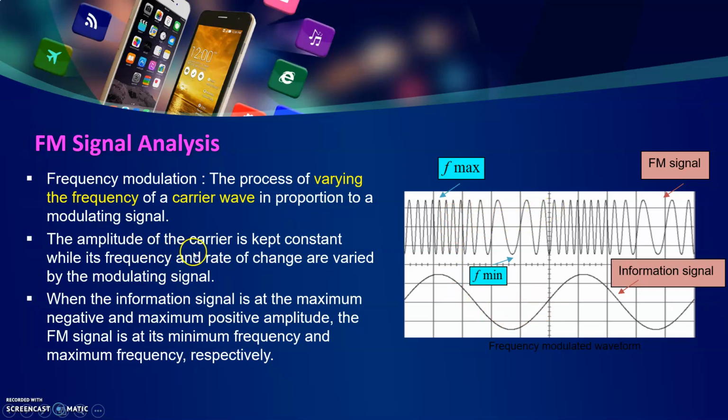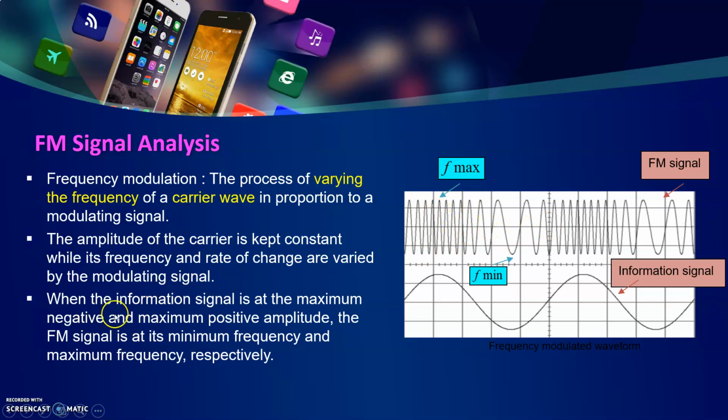The amplitude of the carrier is kept constant while its frequency and rate of change are varied by the modulating signal. As you can see here, the amplitude is constant, but the frequency is changing according to the information signal. Before this, in the AM signal, the amplitude is varied but the frequency of the carrier is constant. For the FM signal, the amplitude is constant while the frequency is varied.